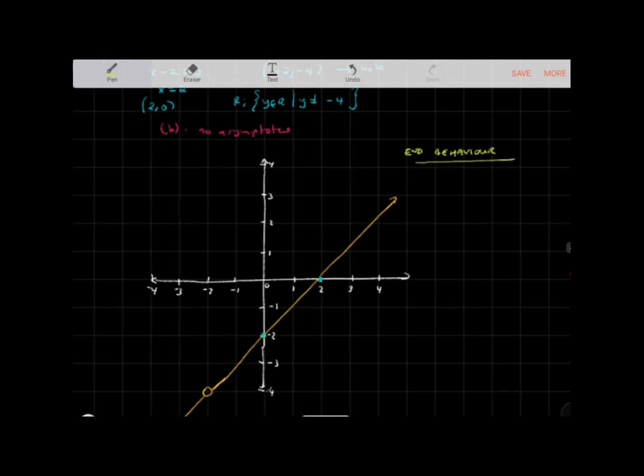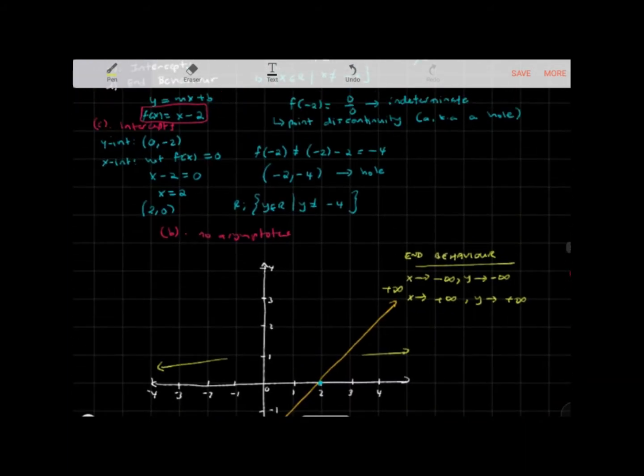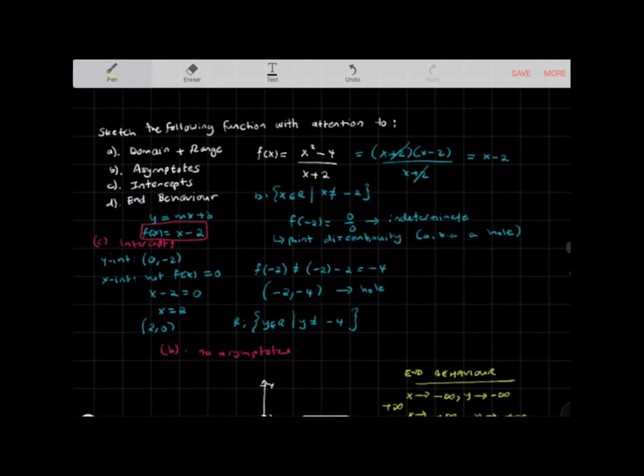Right, as long as x does not equal negative 2, as x approaches negative infinity, as we go this way to the left, then y is going to approach negative infinity. And as x approaches positive infinity, as we're going this way to the right, y is approaching positive infinity. So opposite end behaviors is what it looks like. And this is basically how we can analyze a function that does have a point discontinuity, also known as a hole.